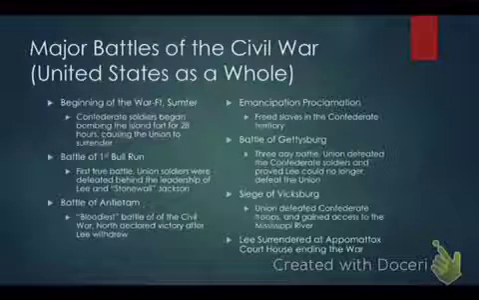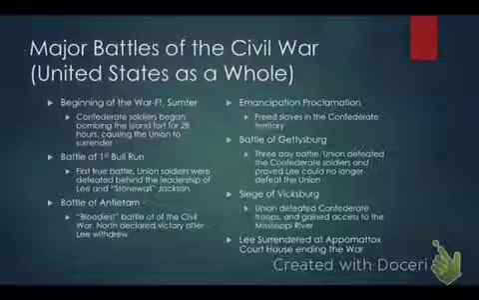Now, these are the major battles inside the Civil War that we look at as far as globally on an 8th grade level. The beginning was Fort Sumter, which we talked about earlier. Confederate soldiers began bombing an island fort for 28 hours, causing the Union to surrender. Basically, Lincoln sent troops in to help the troops that were already in there, supplies in the South, and South Carolina decided it was an act of war and began fighting.